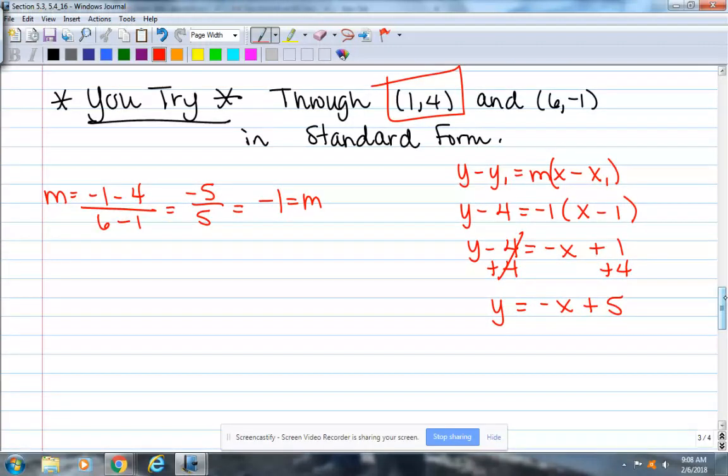So how do I make it standard? Add the x on both sides. Is it okay that it's just x? Yeah, because that's a 1x, right? So x plus y equals 5. Raise your hand if you got x plus y equals 5. Any questions about how we get it from point slope to standard form? All right, that is the end of this lesson.